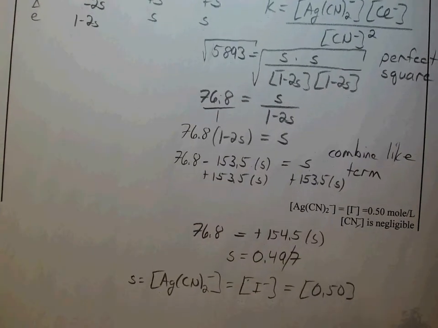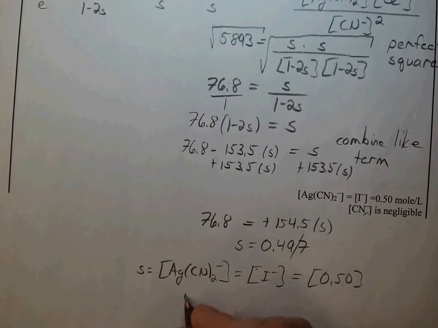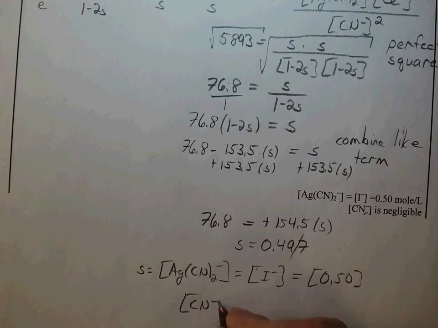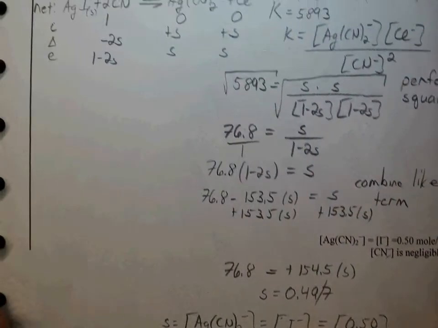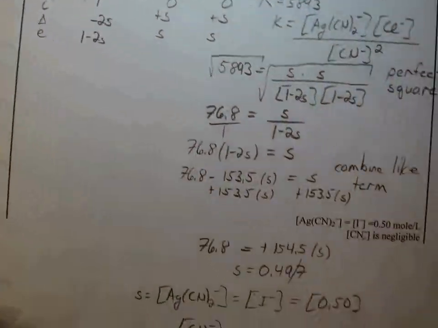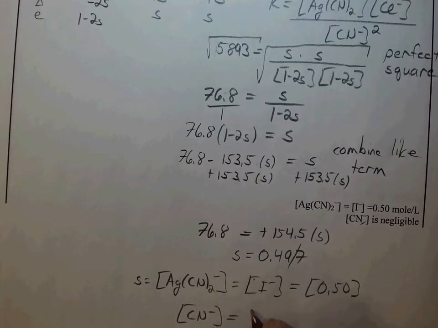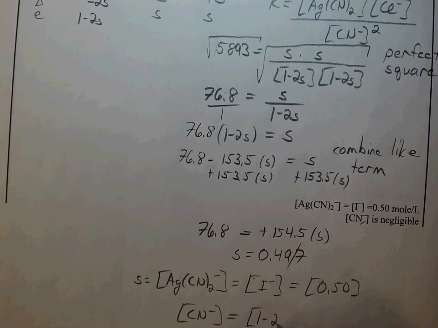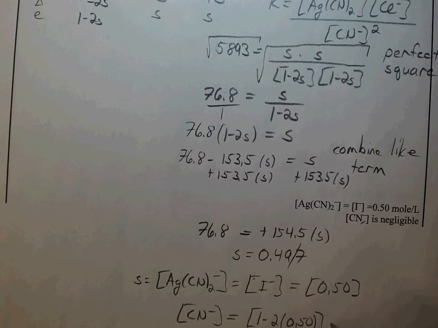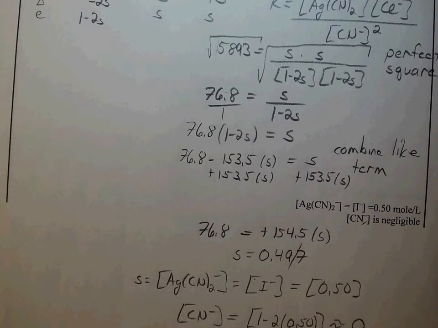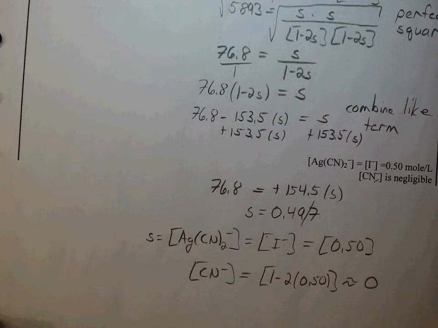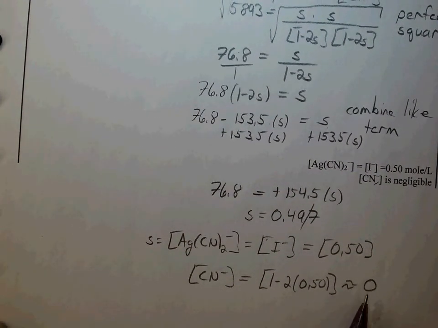The concentration of the cyanide ion is equal to 1 minus 2S, so that is effectively 0. Okay, in reality it's probably just going to be a very low value.